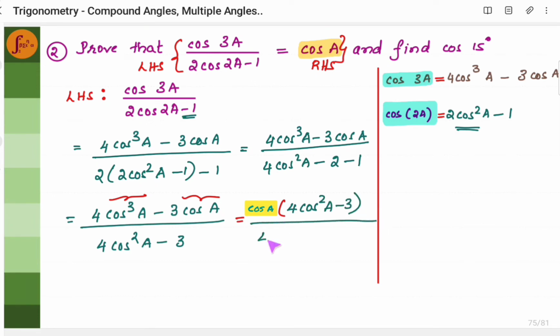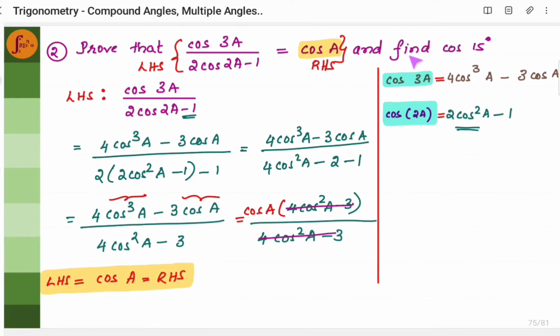Right? And now in the denominator, we'll just copy this. Now you notice this and this are the same, so we can cancel this term and this term. And we are left with cos A, which is nothing but equal to RHS. So we have proved this particular expression.